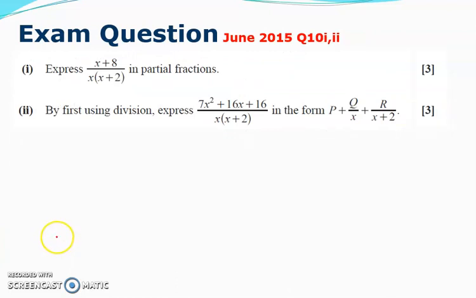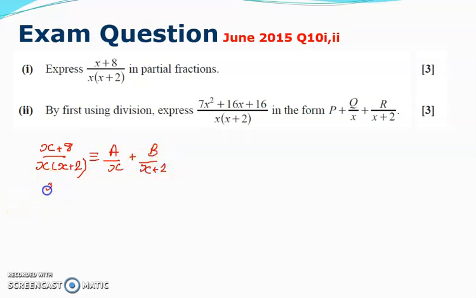Next question. It's a partial fractions question again. Now it's a bit different, this one, just looking at it. We express that in partial fractions, so it's (x + 8) over x(x + 2). Interestingly, there are no repeated factors, so I can just write A over the first one plus B over the second one. So these are quite straightforward.